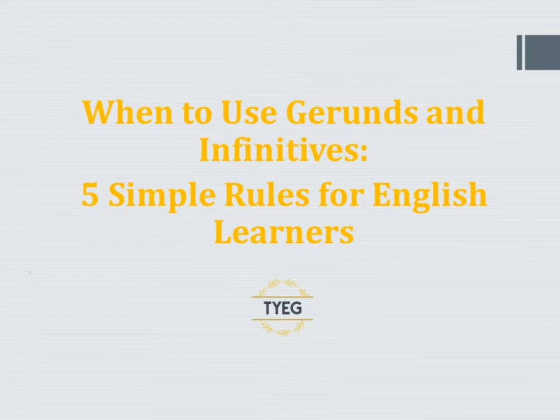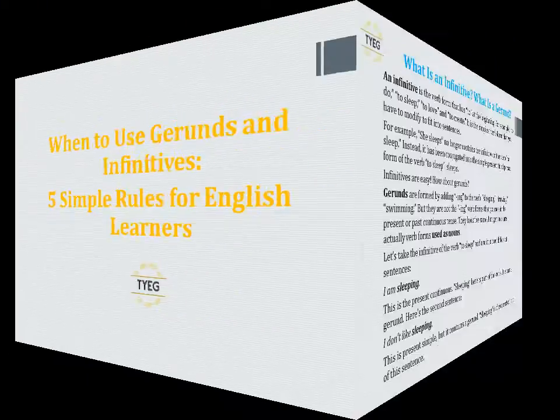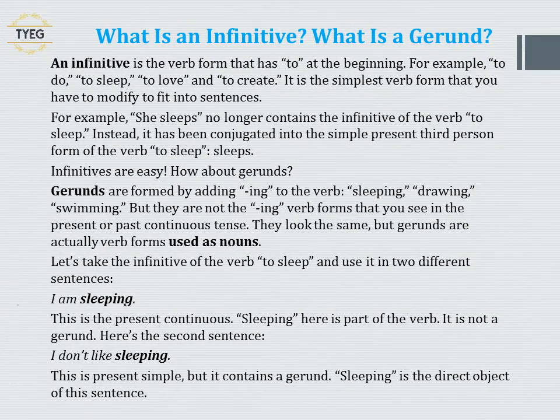When to use gerunds and infinitives, 5 simple rules for English learners. What is an infinitive? What is a gerund? An infinitive is the verb form that has to at the beginning. For example, to do, to sleep, to love and to create.